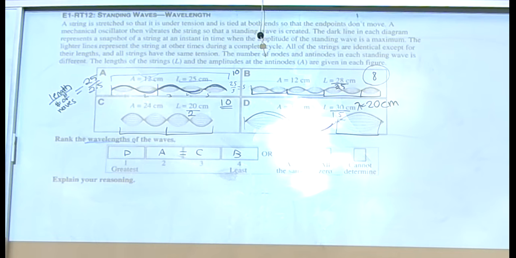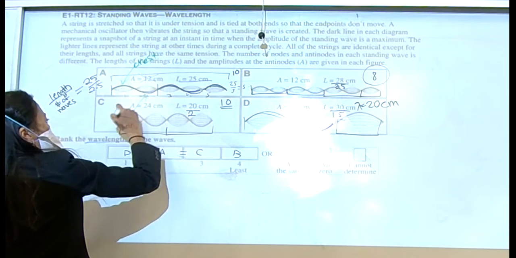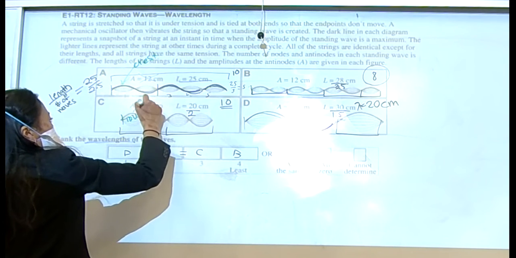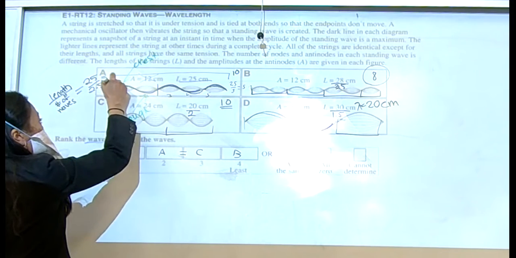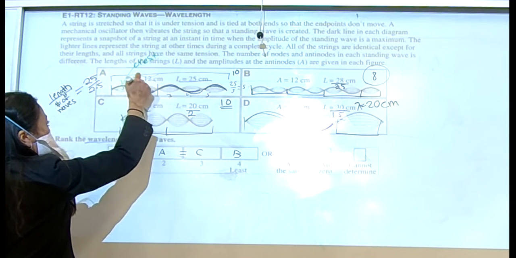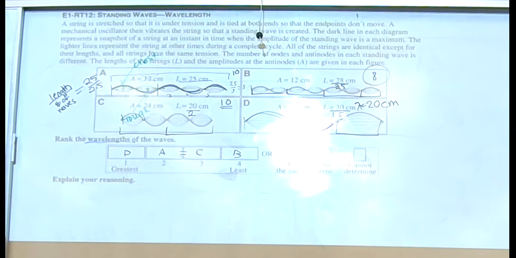The crest is the top. Crest is the top. Yep, this is the crest. This is the trough. And then the amplitude is not from top to bottom, but it's from equilibrium to the top or equilibrium to the bottom. And then measuring the wavelength, you want to make sure that you can measure it all different ways.